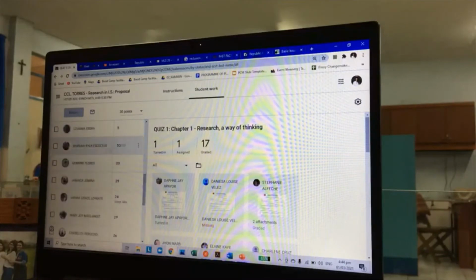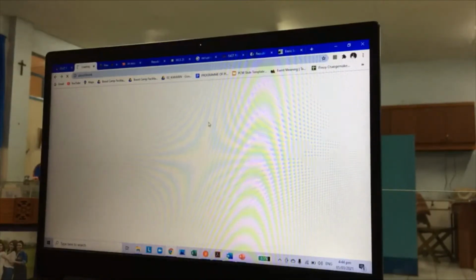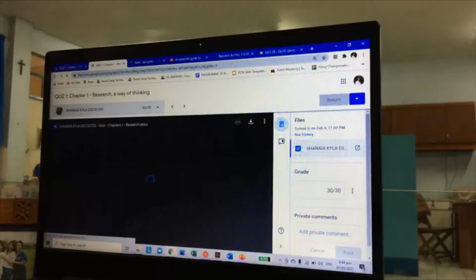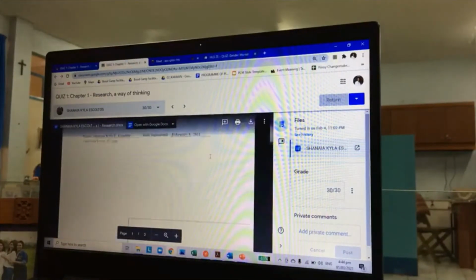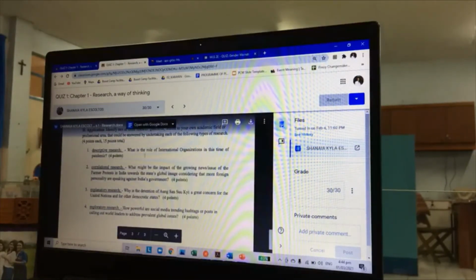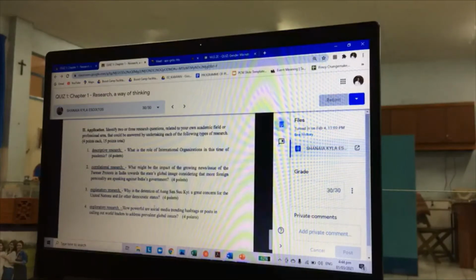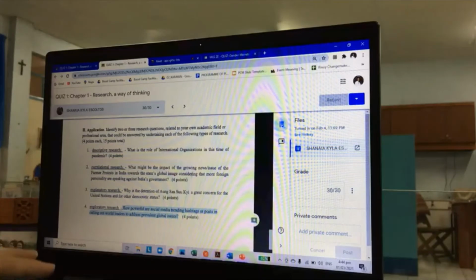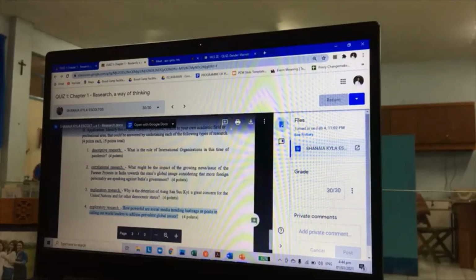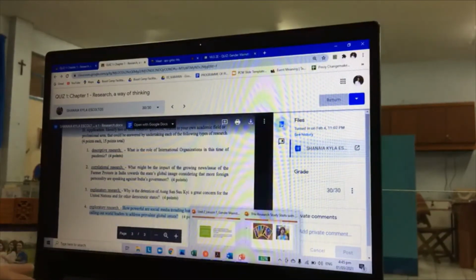So we have here one research problem. I'll share Shania's answer. Okay lang Shania, gamiton nako imong answer ha. Kini direkta sa exploratory research. So here's an example of a research question: how powerful is social media trending hashtags or posts in calling out world leaders to address prevalent global issues? I'll paste that question here for a moment.